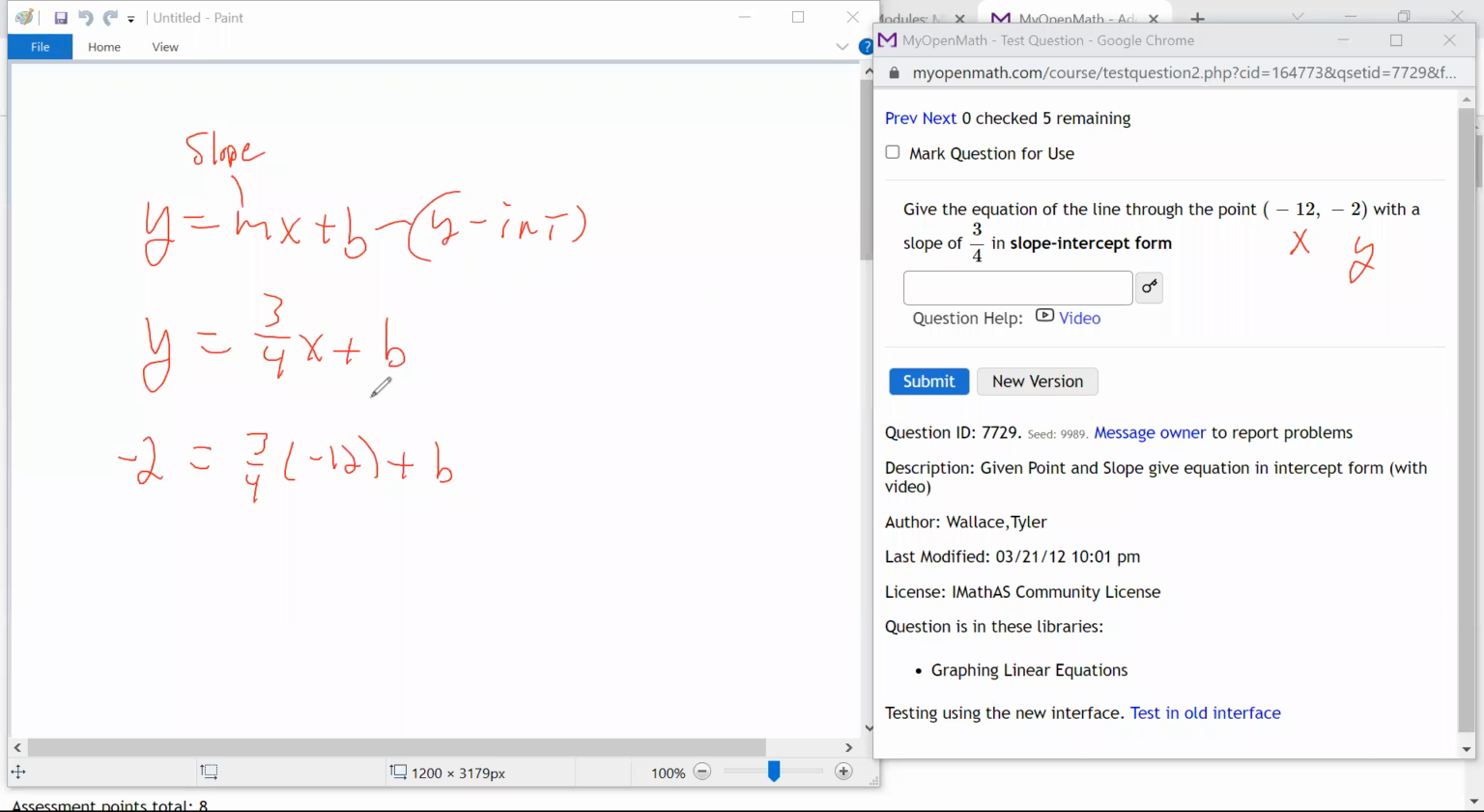One way to do this is to remember that the 12 can be written as a fraction over 1. And then when we multiply fractions, we multiply across the top, which is -36. We multiply across the bottom, that's going to be 4. And then I can think, oh, 36 divided by 4 is 9. So that tells me I can write this as -2 equals -9 plus b.